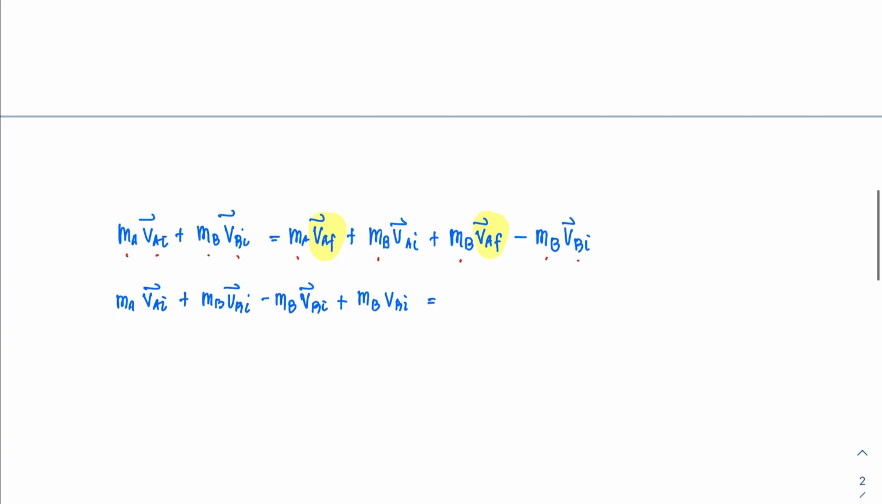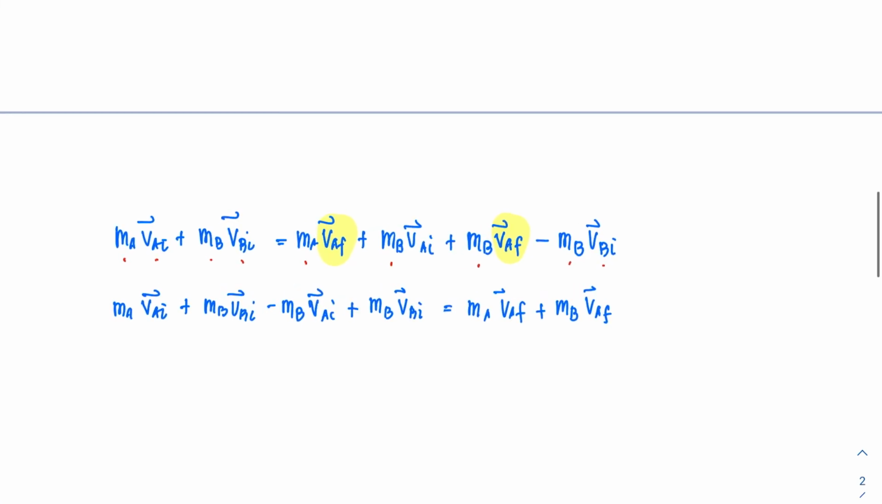Okay, so when you do that, that means this term also is VAI. This should be VAI. Minus plus V, VBI. So what is left on the right hand side is MA VAF plus MB VAF. Now, we don't really need or want an equation that is too crowded.